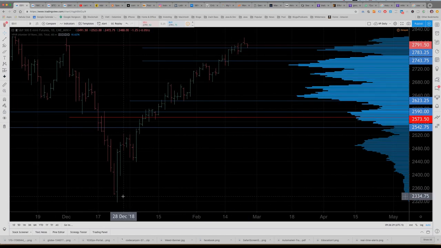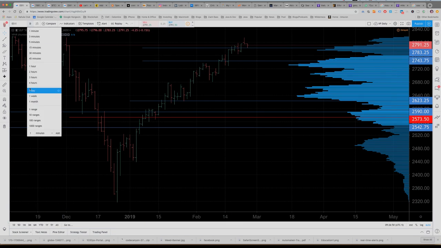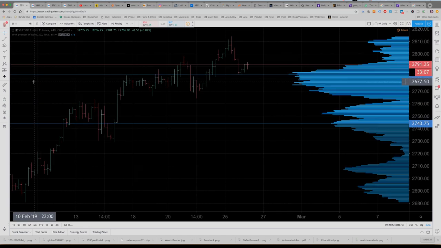I zoom in a little bit more over the past several months. Since the beginning of this year, it's been incredibly bullish with a V bottom. There is no other way to look at this. And I could go even shorter term, so perhaps instead of going to the daily chart, now I go to a 4-hour chart. This is bullish over the past week or so.